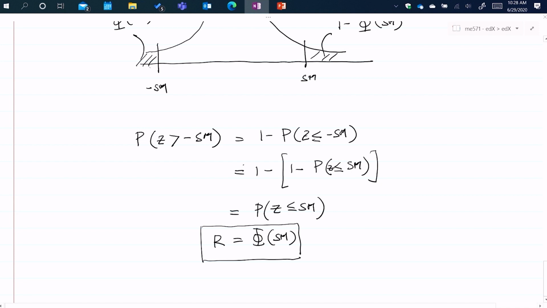So this concludes module 5.2 for analysis of load strength interference. Next, what I will do is to work out a detailed example for load strength interference.